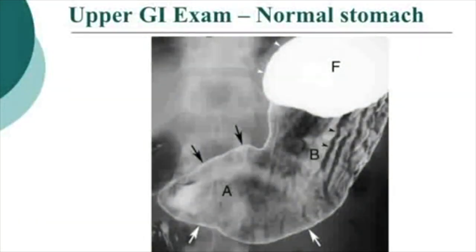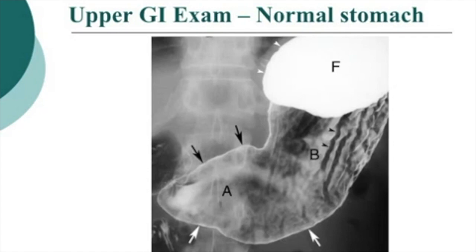This is a radiographic picture of a normal stomach. The stomach lining is coated with barium. The stomach is filled with gas from baking soda crystals. You can see the body, which is the main part of the stomach, marked by the letter B, and the exit of the stomach, the so-called antrum, marked by the letter A.